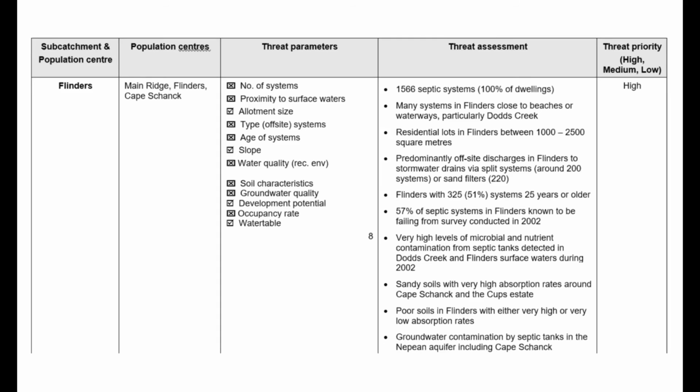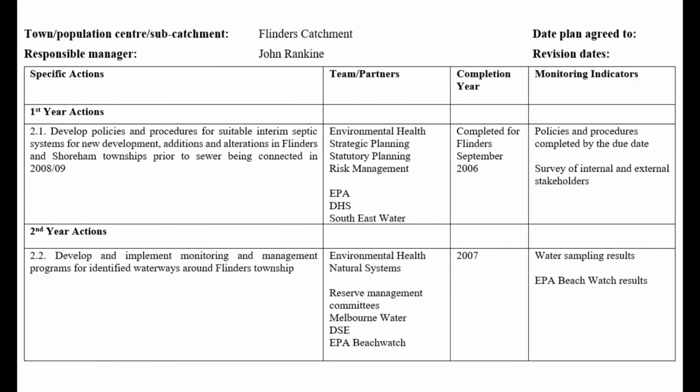The available evidence we obtained was used for a threat assessment for each catchment. Here we have a table of the assessment for the Flinders catchment, which considered evidence such as number of septic systems, lot size, sampling data, survey results and the soil type. From the evidence and threat assessment, we developed action plans, and as you can see, this is the action plan for the Flinders catchment, with actions such as sewage provision and further waterway monitoring.